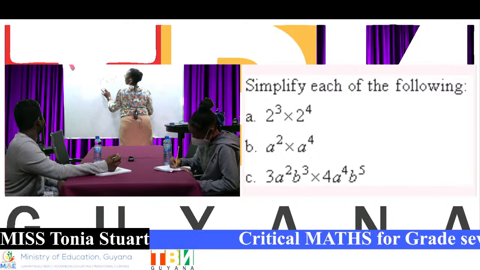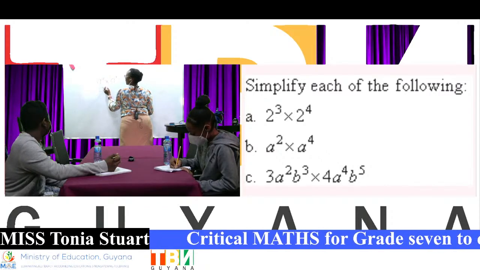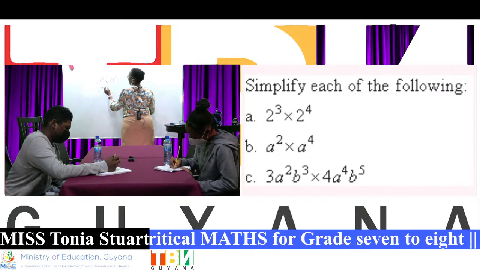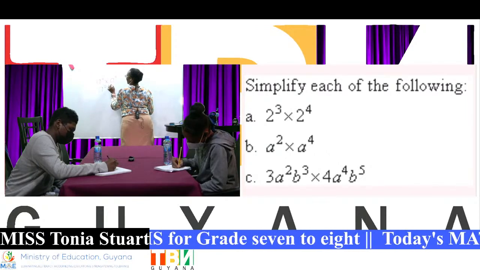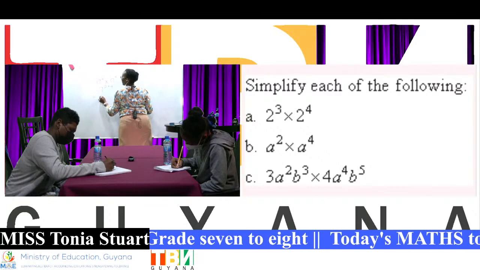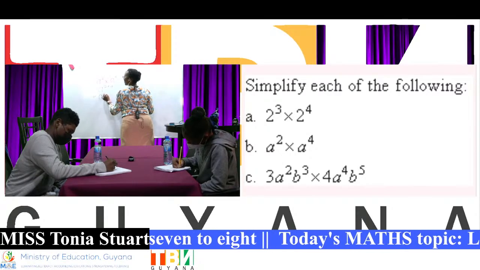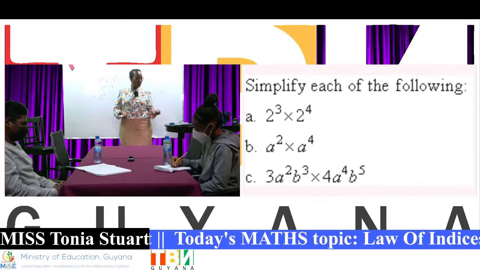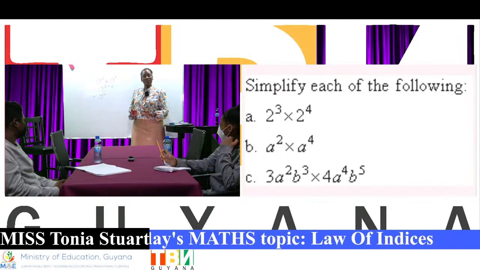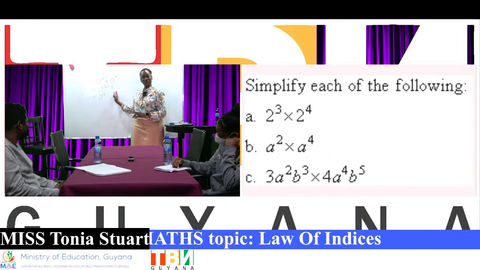What do we need to write first? A. And then what are we doing with the power? Add them. 2 plus 4, giving us? 6. Giving us A to the sixth power. Can we do anything else with the letter A? No, we don't know the value of A. So we can leave the answer like that. So we finish here.